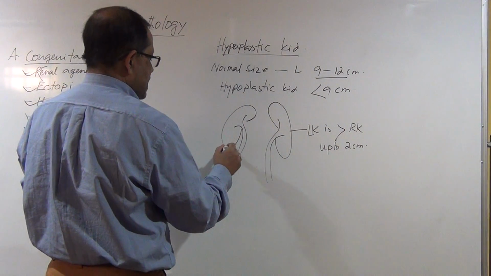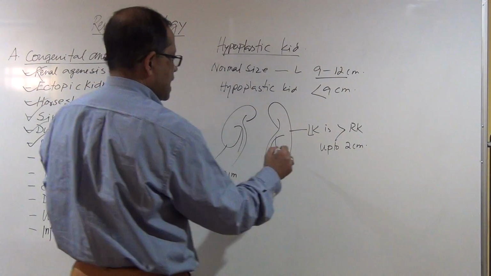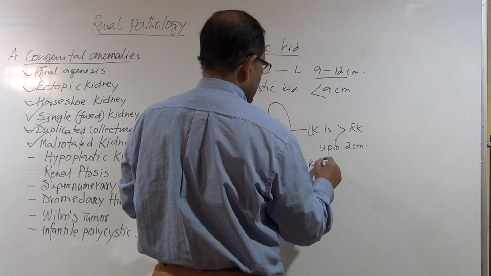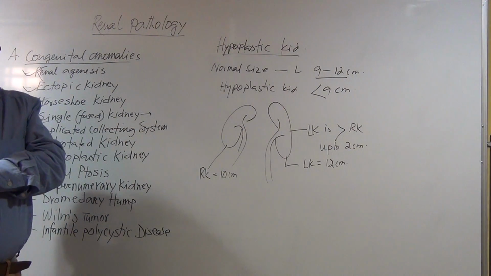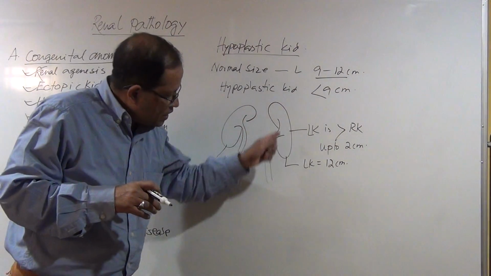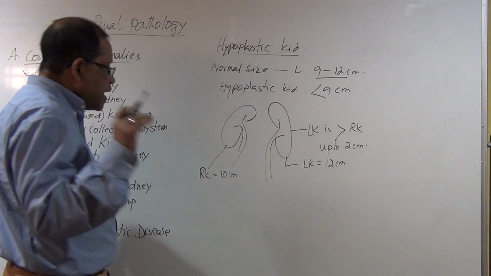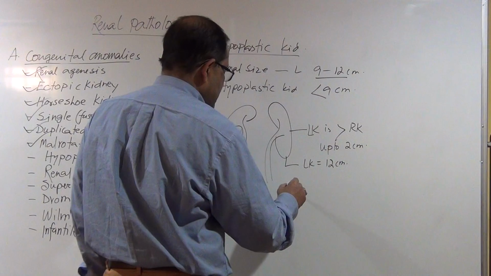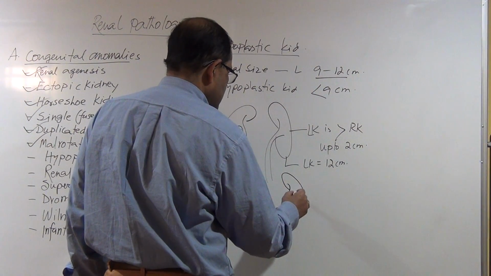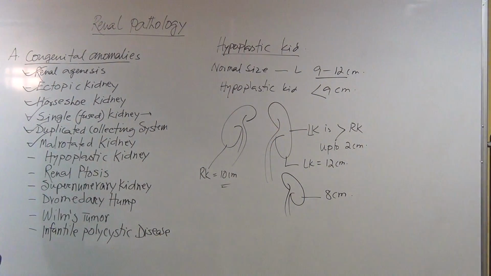So if the right kidney is 10 centimeters and the left kidney is 12 centimeters, then I will say, yeah, it is still within the range, it is normal, unless there is some pathology I can see. If it is normal looking, I will say it is normal. But if the right kidney is 10 centimeters and the left kidney is smaller, and I found it is 8 centimeters, that is called hypoplastic kidney.